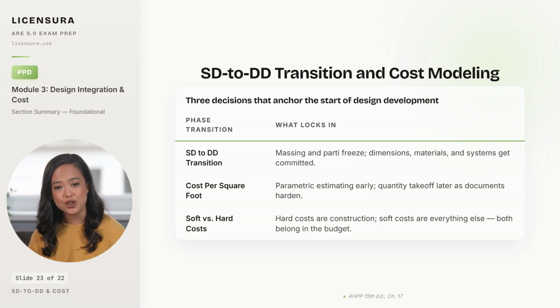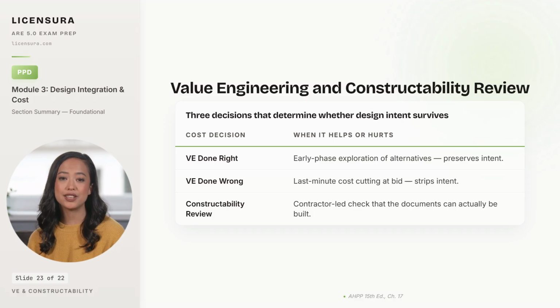Value engineering and constructability decide whether the design intent survives the integration phase, and timing is everything. 3 decisions decide whether the design intent survives into construction. Value engineering done right is an early phase exploration of alternatives, where the architect, the contractor, and the engineering consultants sit down before commitments harden and identify substitutions that deliver the same performance at lower cost while preserving the design intent. This is VE as a tool, and it strengthens the project.